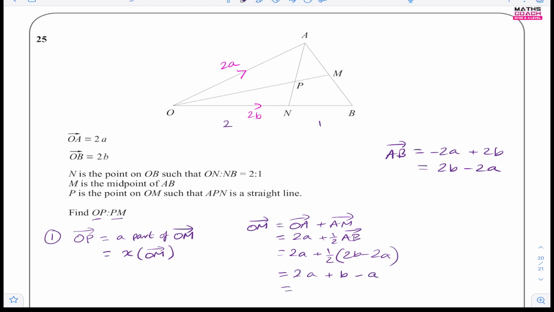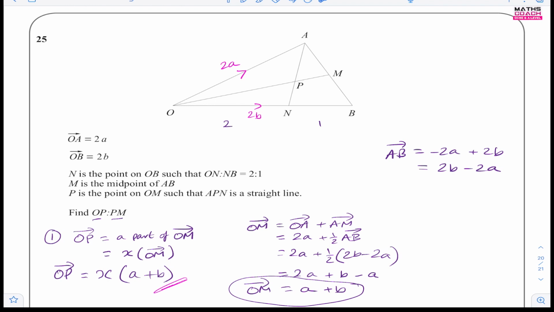So we have 2A minus A, which is just A, and then plus B. So O to M is A plus B. Now, why were we working out O to M? Because we needed it right here. So now we can come back here and we can say that O to P, which is what we were trying to find out in the first place, is equal to X bracket A plus B, which is O to M. So this is what we have right now for the value of O to P.